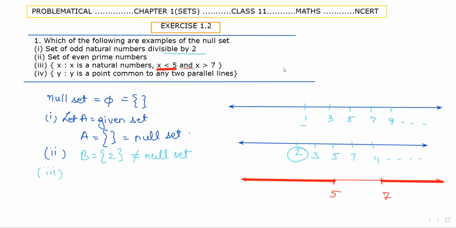There is no such element which lies on the left hand side of 5 as well as on the right hand side of 7. So this is a null set.